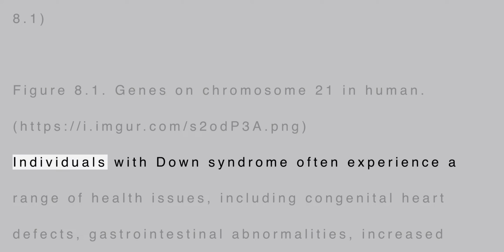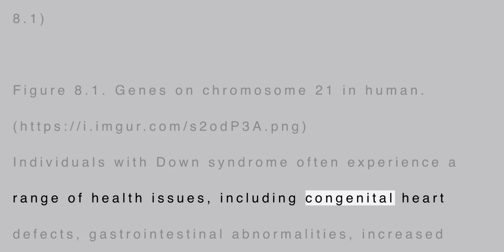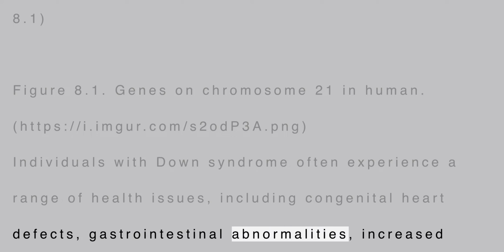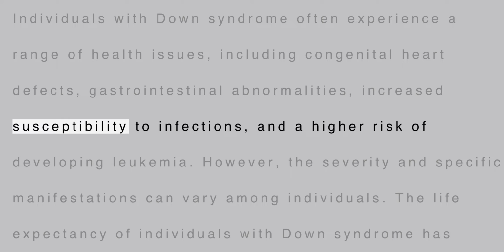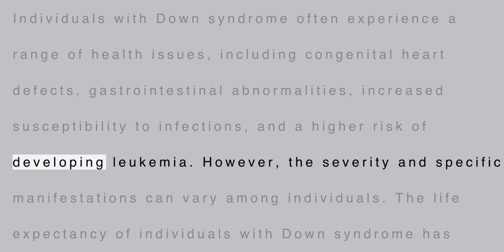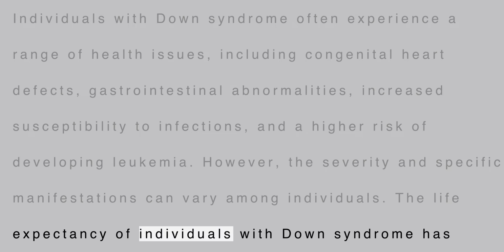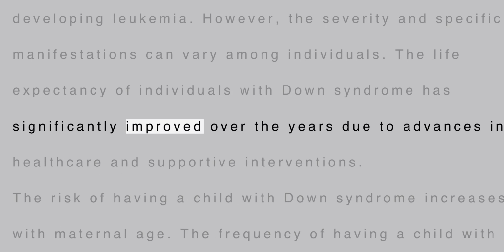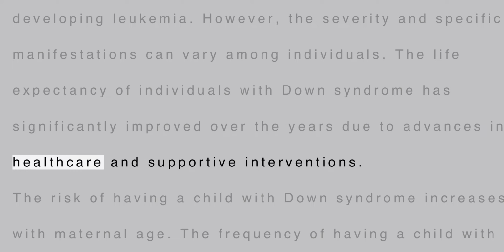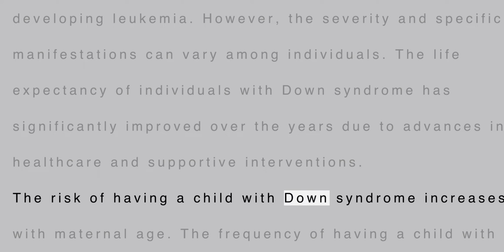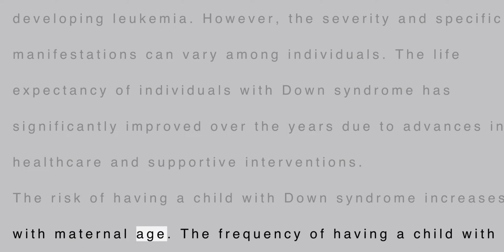Individuals with Down syndrome often experience a range of health issues, including congenital heart defects, gastrointestinal abnormalities, increased susceptibility to infections, and a higher risk of developing leukemia. However, the severity and specific manifestations can vary among individuals. The life expectancy of individuals with Down syndrome has significantly improved over the years due to advances in healthcare and supportive interventions.